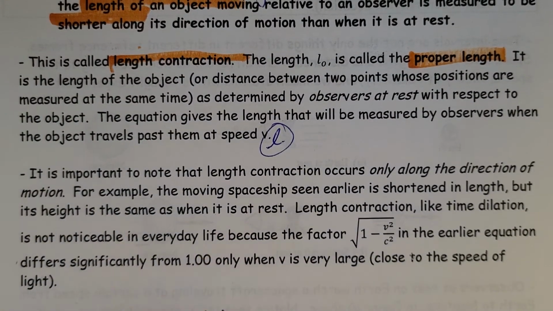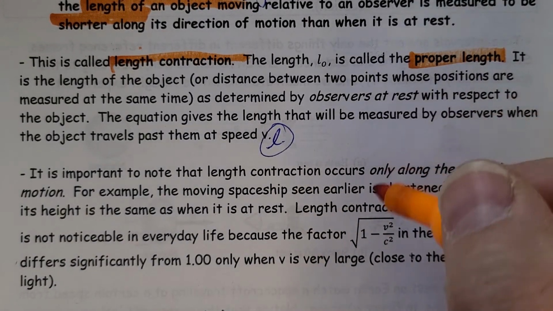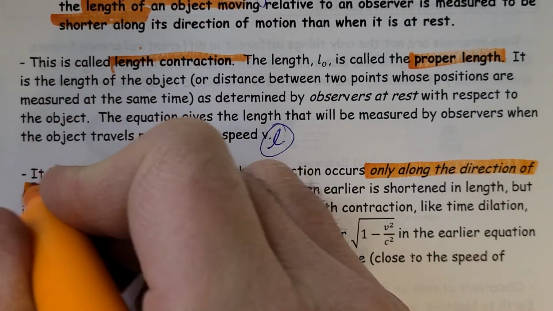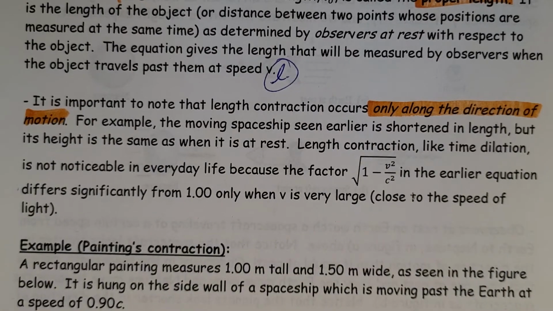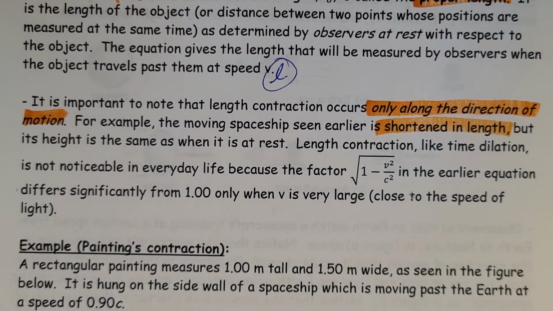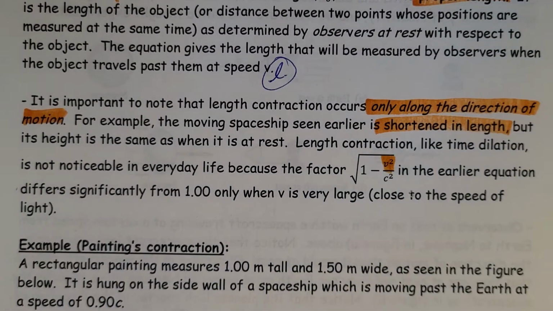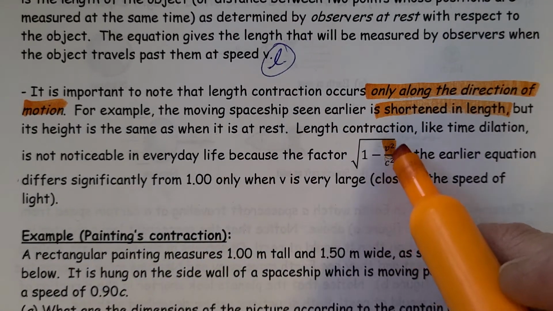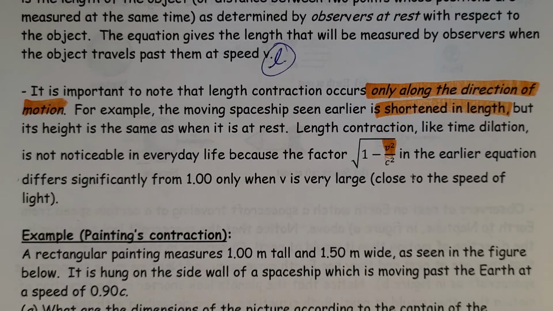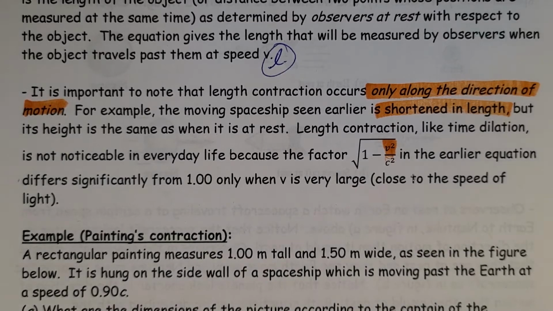It's important to note that length contraction occurs only along the direction of movement. So for example, the moving spaceship is shortened in length, but its height is the same. That's kind of weird, right? It would look like we would get skinnier. Length contraction, like time dilation, is not noticeable in everyday life because that v is usually very small, which means this is going to be very close to 0, and 1 minus 0 is 1, and of course a factor of 1 doesn't change anything. But if we're talking about big speeds, it would change.